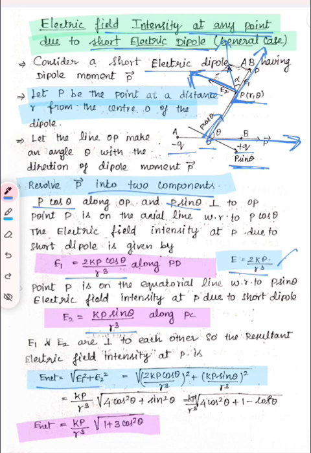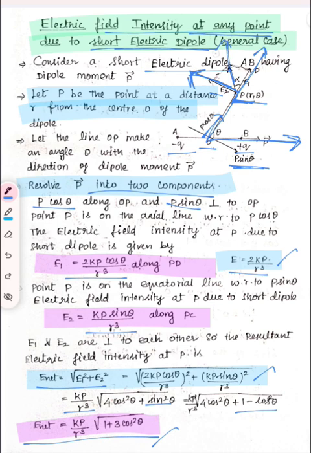And the resultant electric field, we know, is root of E1 square plus E2 square. E1 square is 2kp cos theta divided by r cube the whole square. E2 square is kp sin theta divided by r cube the whole square. kp divided by r cube whole square is a common term, so we can take it out of the root. It becomes kp divided by r cube root of 4 cos square theta plus sin square theta. We write sin square theta as 1 minus cos square theta. It becomes kp divided by r cube root of 1 plus 3 cos square theta. This is the electric field intensity at any general point due to the short electric dipole.